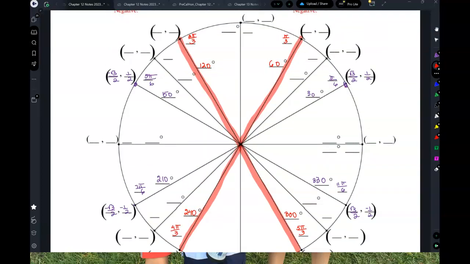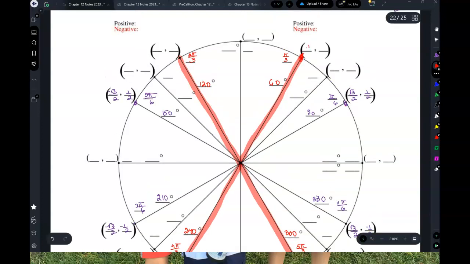Now, to get to this point up here, I need to go over horizontally and up vertically. So the horizontal distance, is that the shorter or the longer distance? That's the shorter, so how much is it? 1/2. So how much then is the cosine of 60? 1/2. The vertical distance is the longer one, √3/2. So how much is the sine of 60? √3/2.